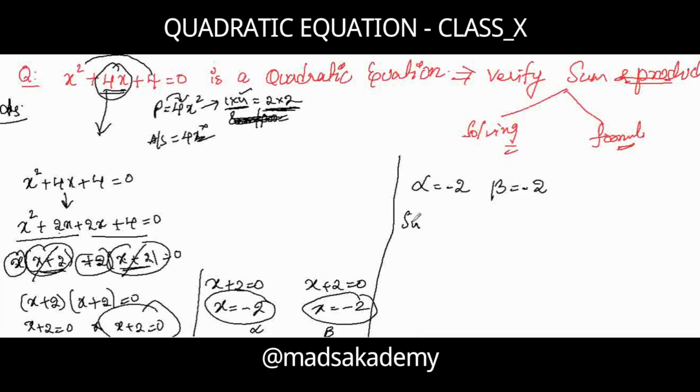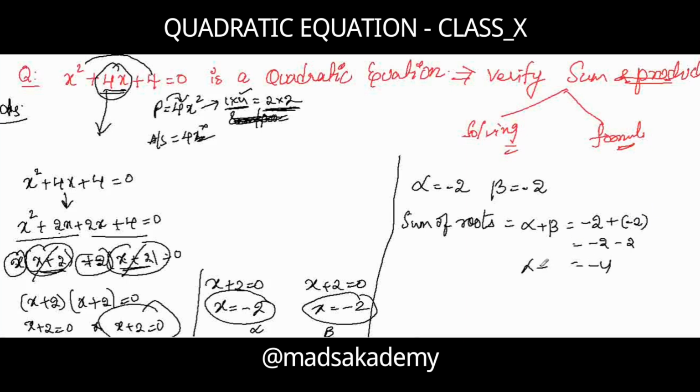Then what is the sum of the roots? Sum of roots is equal to alpha plus beta. I got alpha is equal to minus 2, plus beta is equal to minus 2. So minus 2 minus 2, which is minus 4.